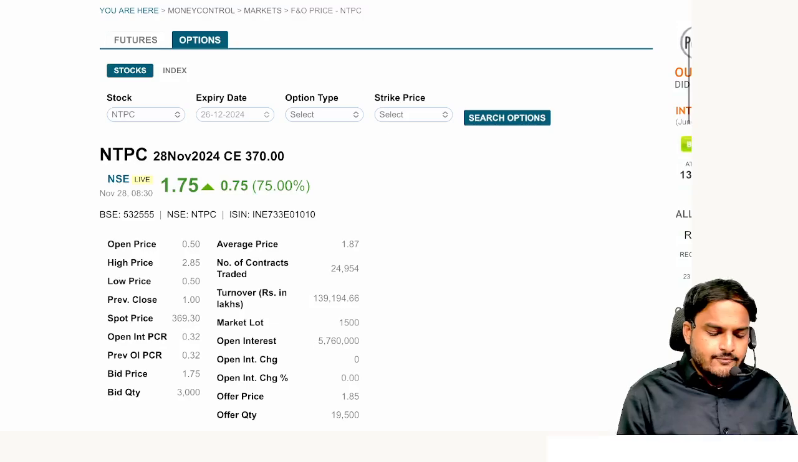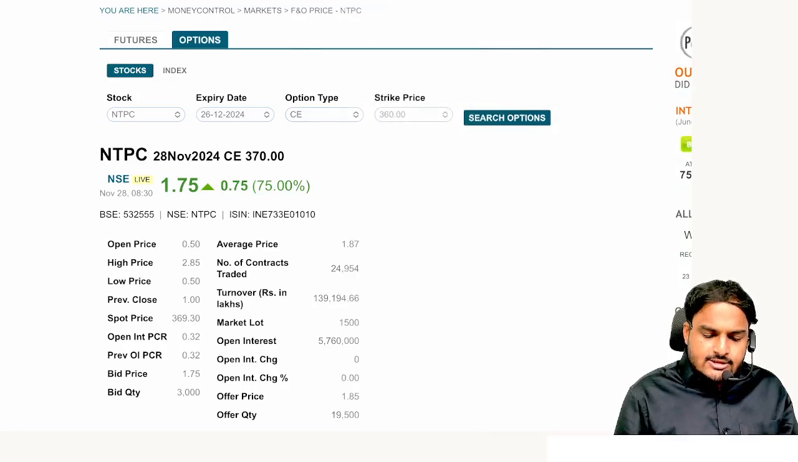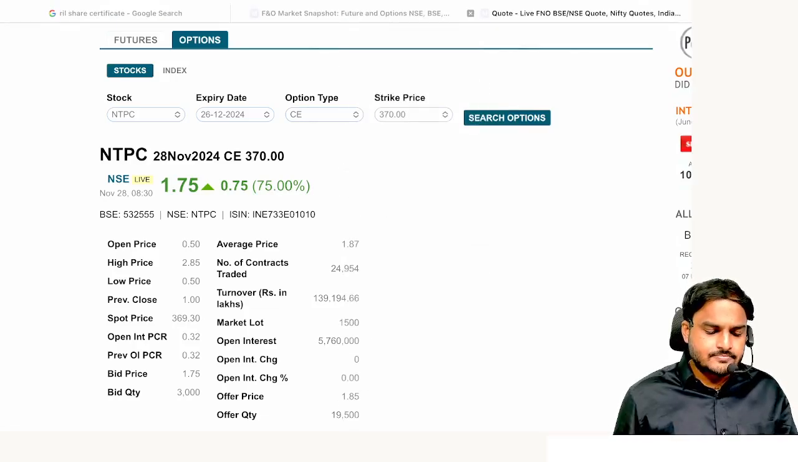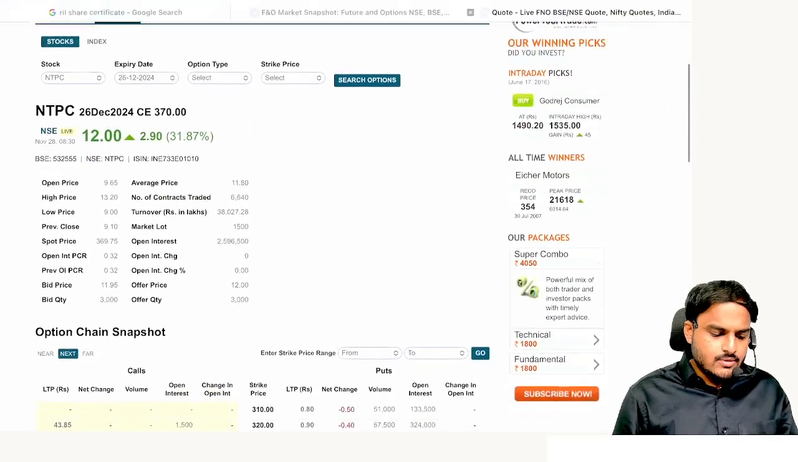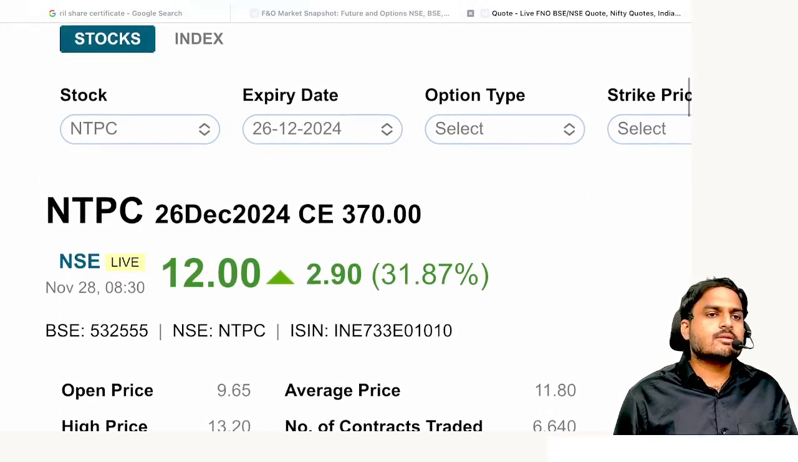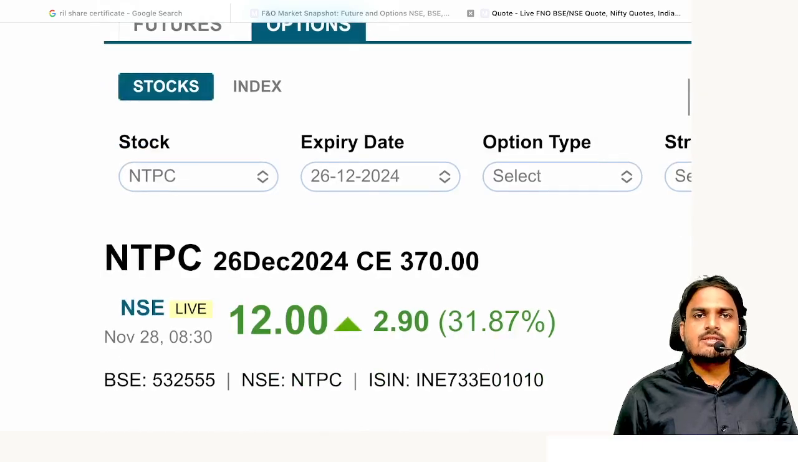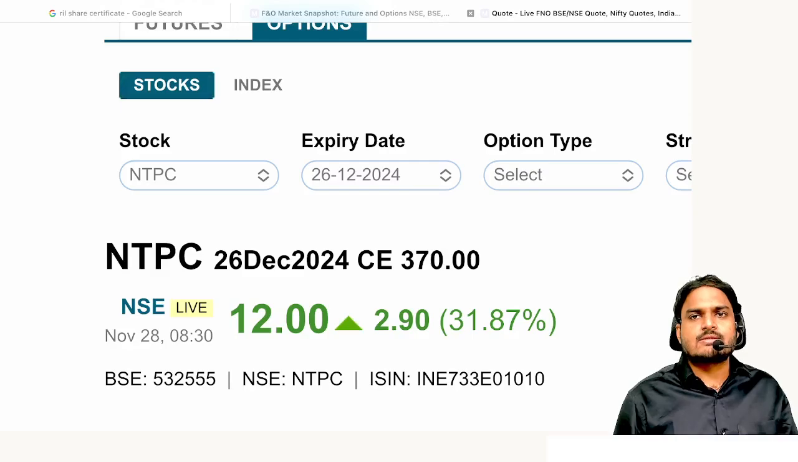So now if you observe carefully, I selected December month option type, call option, strike price 370, search options. At what price is it trading? It is getting traded at 12 rupees. This month it is just how much? Approximately 1 rupee 70 paisa. Whereas next month option it is 12 rupees. Why? Because it has more time.